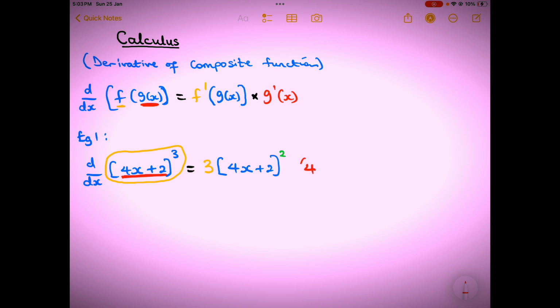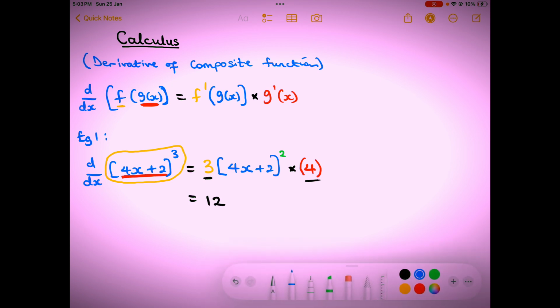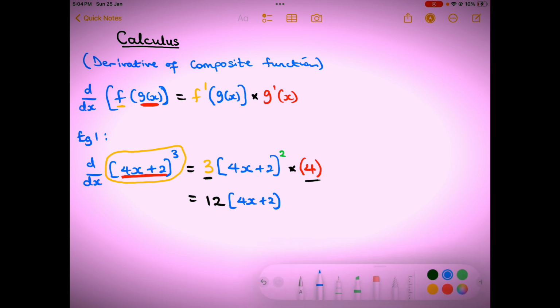So now that we have differentiated the inside one, which is the step 2, we now multiply these two together. So now let's see. 3 multiplying the 4 gives me 12. So now I have 12. All this 4x plus 2 will be in the bracket. Then I'll put the power there, which is 2. So this is how it is done.